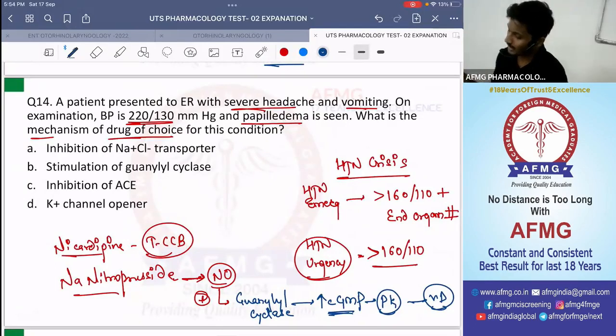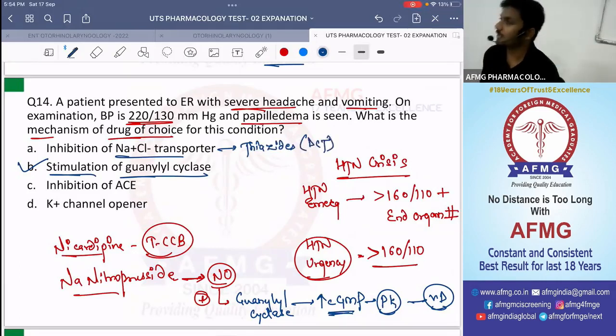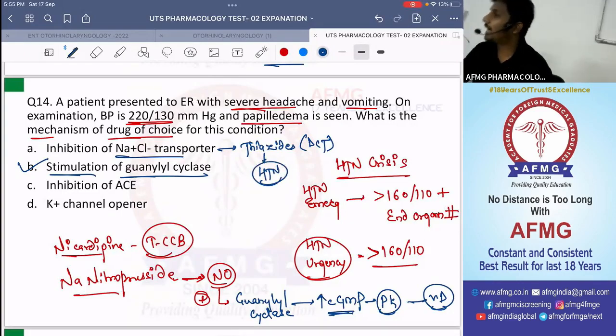So there would be decreased pre and afterload, and therefore decreased blood pressure in the patient. So sodium nitroprusside acts by which mechanism? Stimulation of guanylyl cyclase. Inhibition of sodium chloride transport is done by thiazides. Very good. In which part of the nephron? DCT, distal convoluted tubules. Thiazides are the first line drugs for hypertension and not hypertensive crisis. Remember this. Thiazides are usually weaker drugs. They are longer acting, and therefore they are used as the drug of choice for hypertension. But they are not the drug of choice for hypertensive crisis.